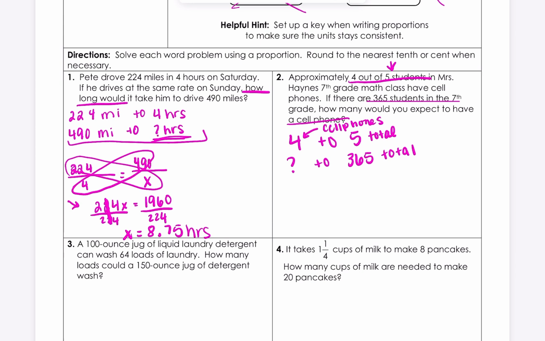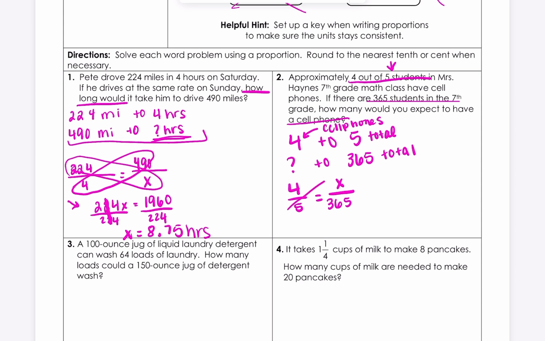So looking at our first ratio, I'm going to set that up as a fraction. So 4 to 5, or 4 out of 5, I have 4 over 5. 4 is the number of cell phones and 5 is the total amount. When I set up my second ratio, we don't know that first number, which is the cell phones, and we have cell phones at the top right now. So I'm going to go ahead and just put X here. And at the bottom, that is our total. So we put the 365. And now we cross multiply.